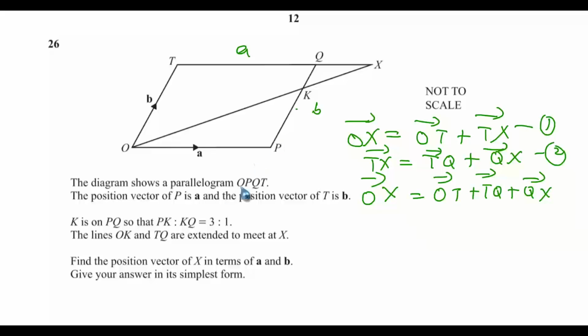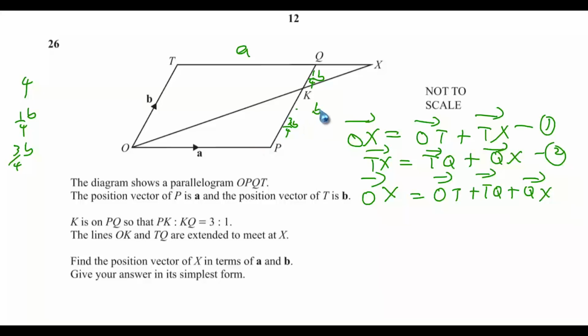Okay. But from this ratio, we were told that PQ ratio KQ equals to 3:1. So if PQ is B, then we know that the total ratio is 4. So it will be 1 out of 4 times B, then 3 out of 4 times B. So PQ will be 3 out of 4 times B. Then KQ will be equals to 1 out of 4 times B.